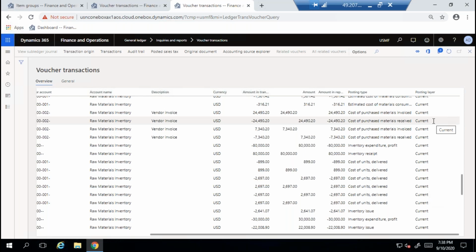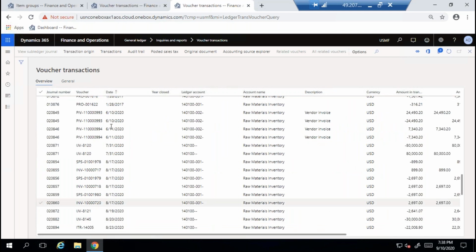Out of the box, do we have any reports to see all this voucher transaction? This is a form, right? It is not a report. No, this is a report. All the transactions you are able to see.